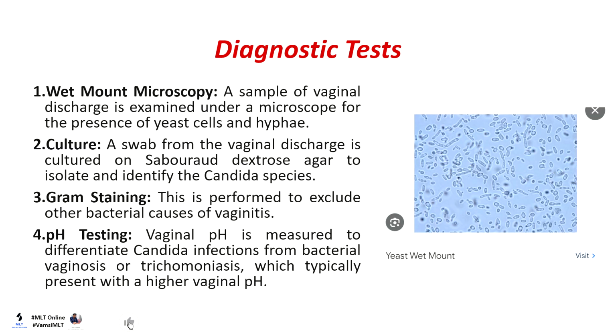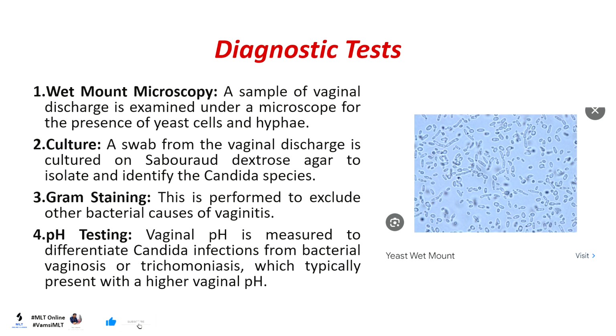Diagnostic tests. Wet mount microscopy: a sample of vaginal discharge is examined under a microscope for the presence of yeast cells and hyphae. Culture: a swab from the vaginal discharge is cultured on Sabouraud dextrose agar to isolate and identify the Candida species. Gram staining: this is performed to exclude other bacterial causes of vaginitis.